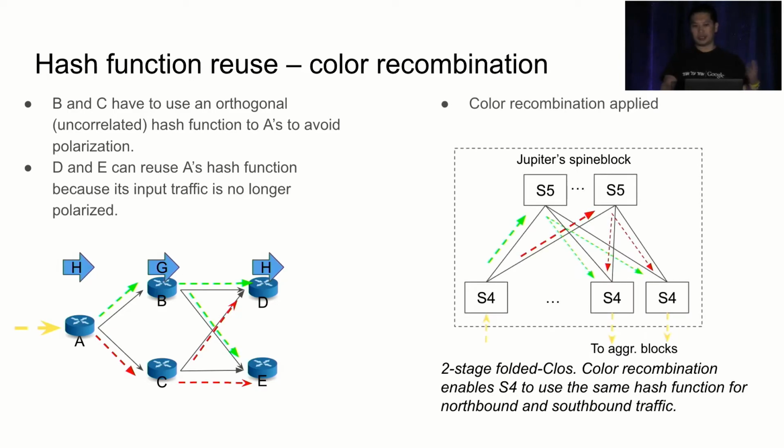So where do we see this color recombination pattern? It's actually quite prevalent. It's very prevalent in most of the two-stage CLOS block designs. Remember earlier I showed you the graph of the Jupiter topology. You take a Jupiter spine block, for example. You have the S4. It's a two-stage folded CLOS. And for color recombination, you can basically map this. If you unfold this, it basically looks like the forwarding graph on the left. This allows us to save one hash function at the stage 4 switch. So I can use the same hash function for northbound traffic and southbound traffic.